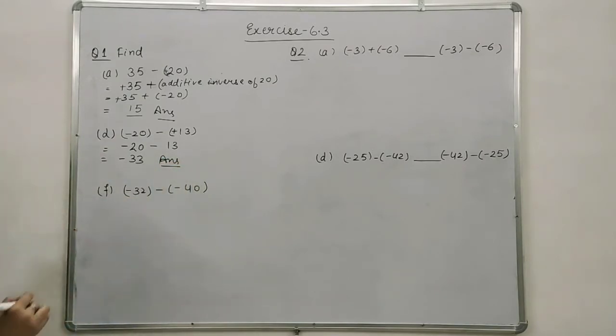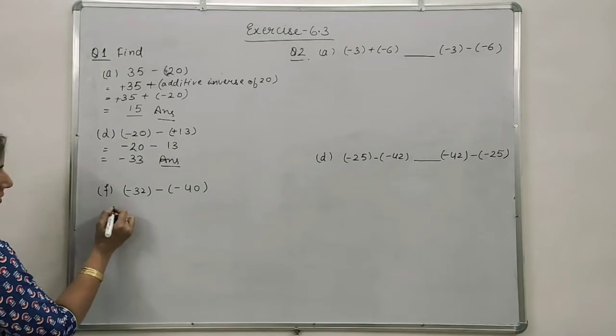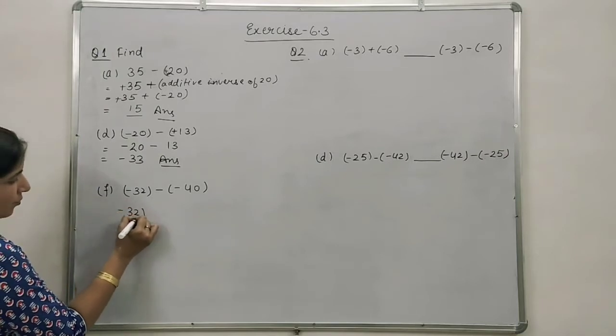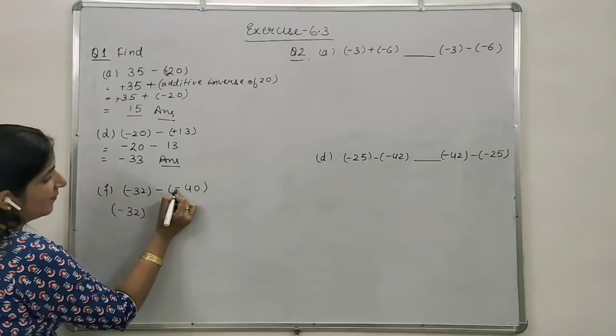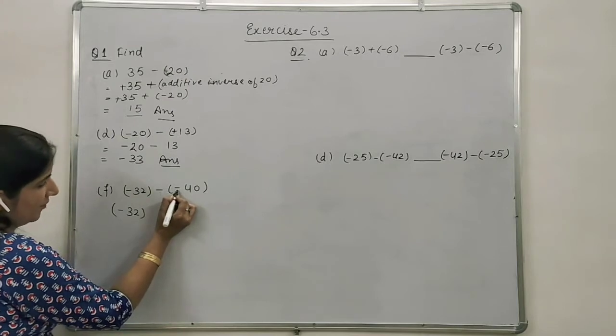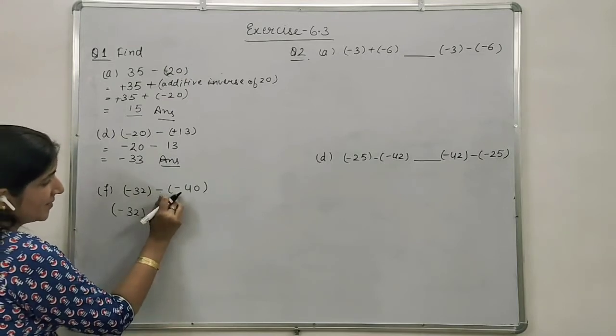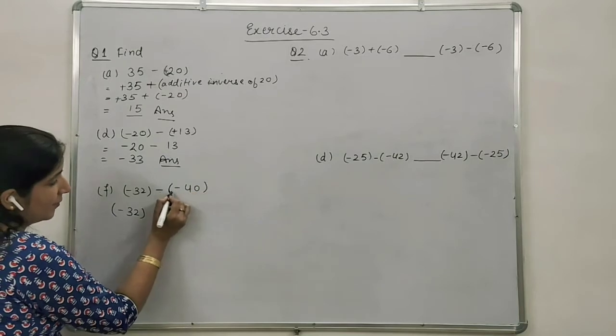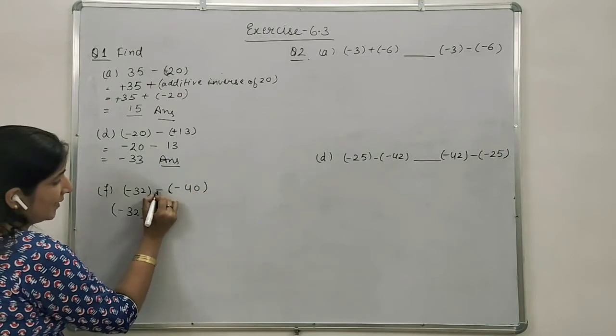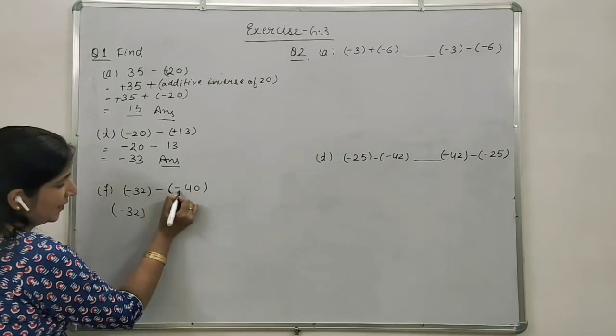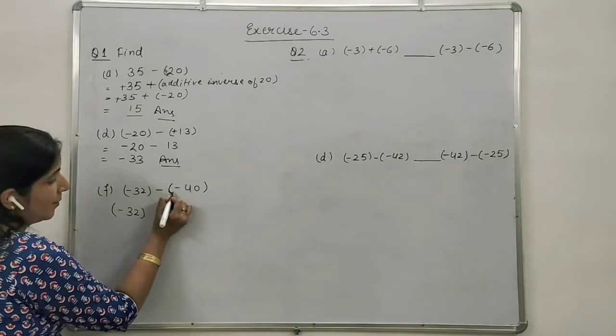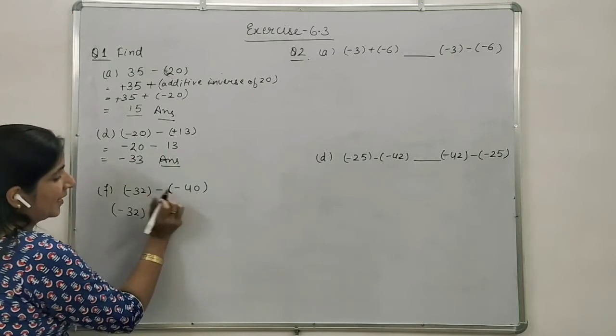F part. Okay, how can we do this? Now minus 32. Now negative times negative equals positive. I told you here is a bracket. So in the bracket we can just say that if a negative sign is here and inside the bracket there is a negative sign, it means they are in multiplication. So negative times negative is positive.